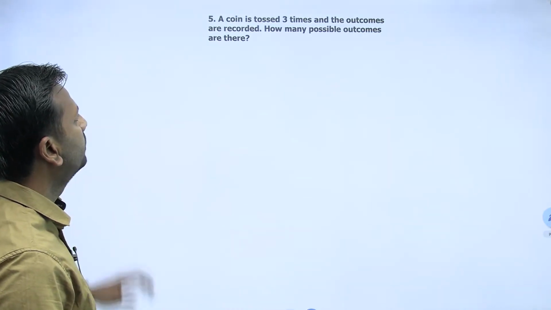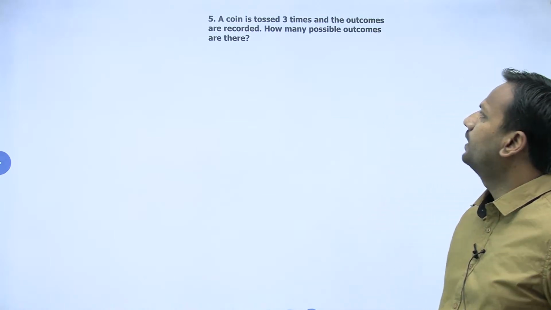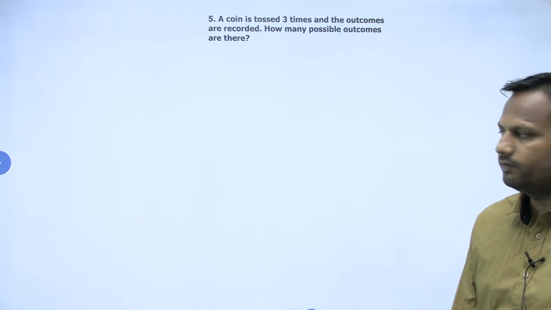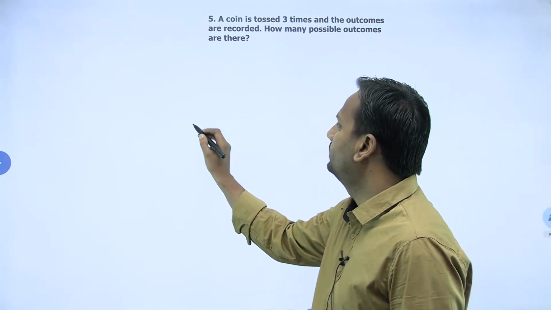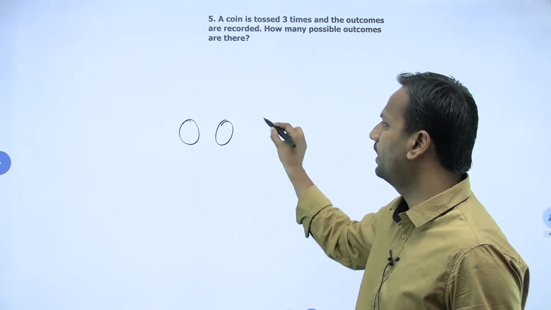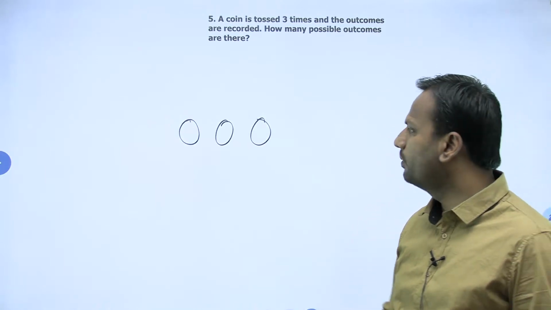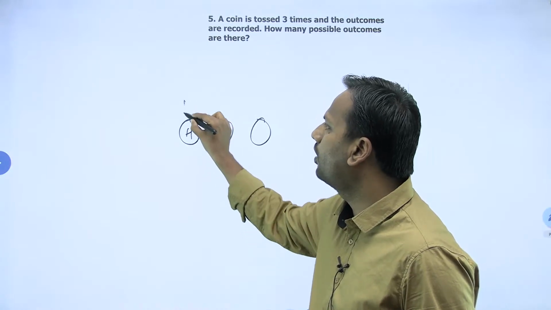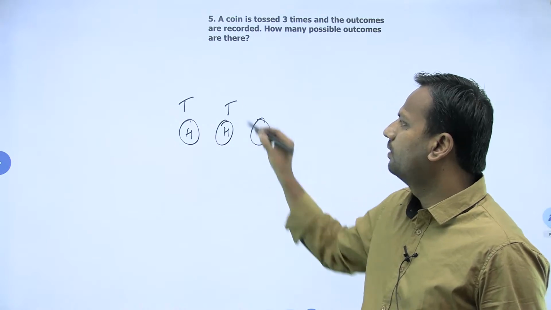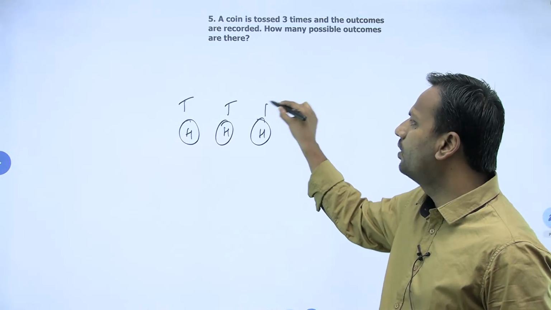Here, a coin is tossed 3 times. The outcomes are recorded. How many possible outcomes are there? Simple one, right? They have tossed the coin how many times, students? 3 times. First time, second time and third time. Once you toss a coin, you may get either head or tail. If you toss a second time also, you may get head or tail. Again, if you toss a coin the third time, you may get either head or tail.